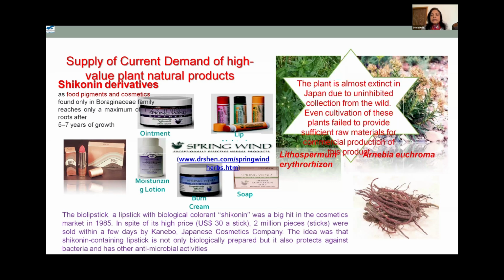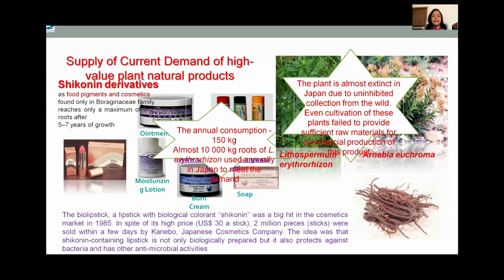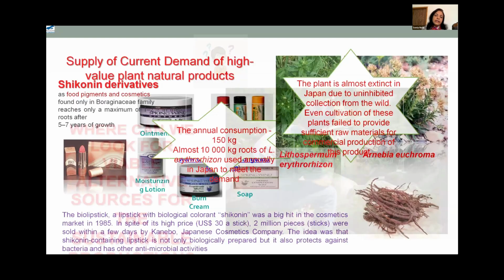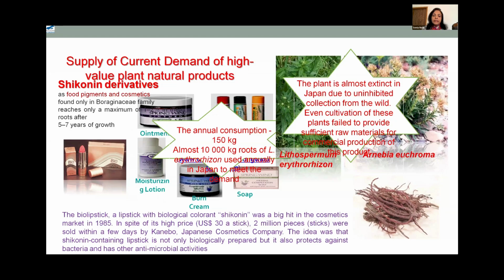And this plant is almost extinct due to uninhibited collection from the wild, and even the cultivation of these plants fails to provide sufficient raw material. Due to geographical constraints, this plant species cannot be grown in other areas. The annual consumption of shikonin is 150 kilogram. Almost 10,000 kilogram of Lithospermum is used annually only in Japan to meet the market demand, but still they are not able to fulfill it. They are only able to produce 75 kilogram, and that too using biotechnological production, which I'm going to show you in the next slide.